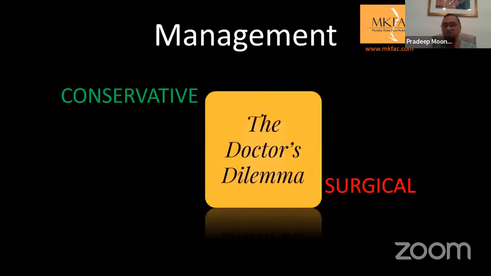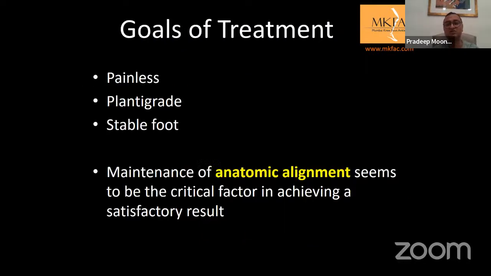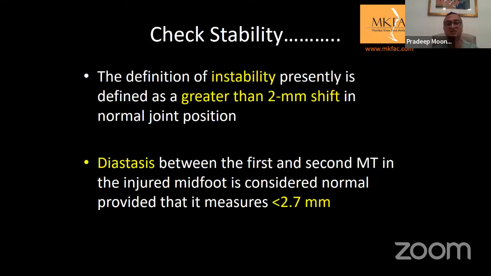So in terms of management, what is the management for these cases? Either conservative or surgical, and there's always a dilemma. The goal of treatment is usually to get a painless, plantigrade, stable foot. And the key is to maintain the anatomic alignment of the Lisfranc joint, or the second TMT joint, because this is a critical factor in achieving a satisfactory result.